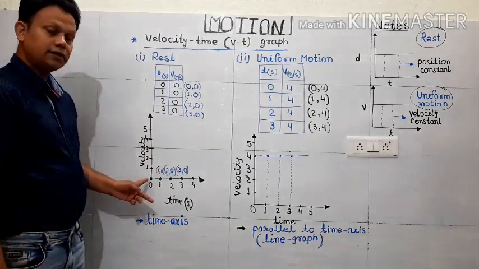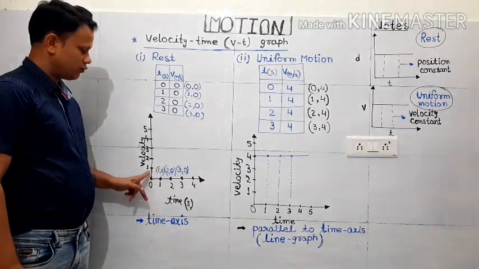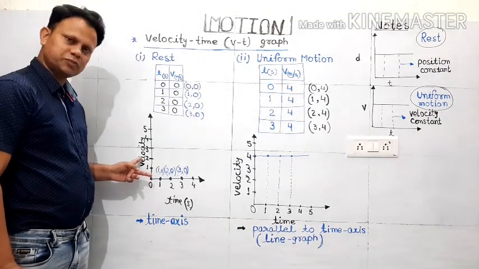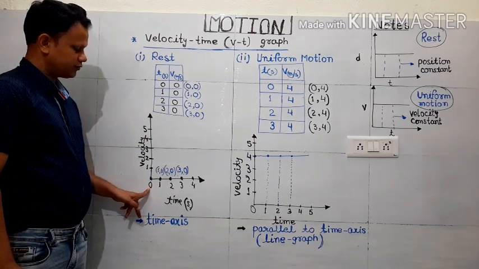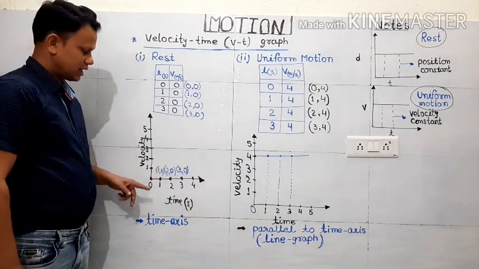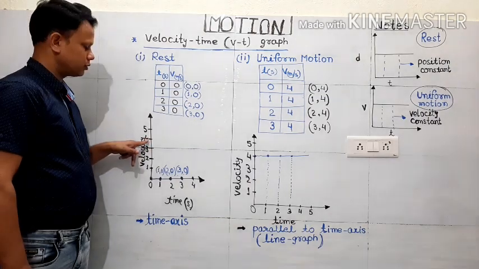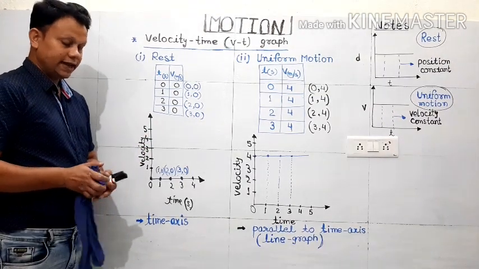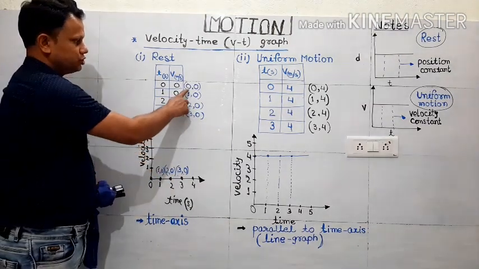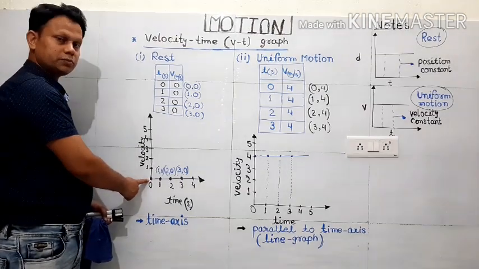Now again, this horizontal line is taken for time, and the vertical line is taken for the value of velocity, magnitude of velocity, or you can take speed also. So for this line: 0 second, 1 second, 2 second, 3 second, 4 second, and so on. And for this vertical line: 1 meter per second, 2 meter per second, 3 meter per second, 4 meter per second, and so on. Now when we plot these points on this graph, 0 second, 0 meter per second, this point shows both the locations, 0 second and 0 meter per second.